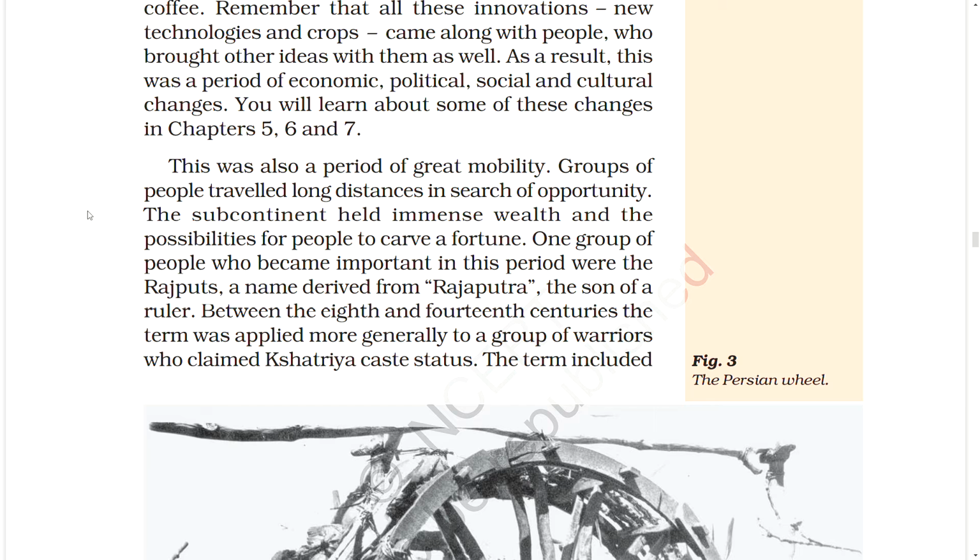This was also a period of great mobility. Groups of people traveled long distances in search of opportunity. The subcontinent held immense wealth and the possibilities for people to carve a fortune.